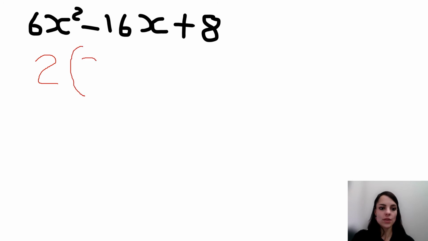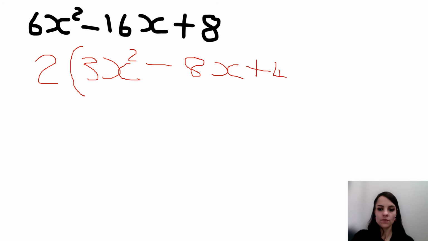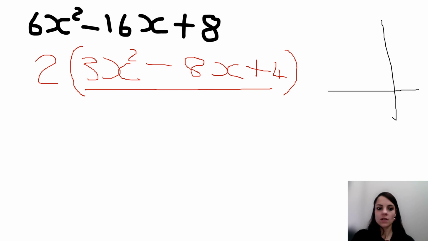Then you are left with 3x squared minus 8x plus 4. And now you are able to factorize this. So let's start again. In this instance, it's 3x squared, negative 8x, and we have our 4.